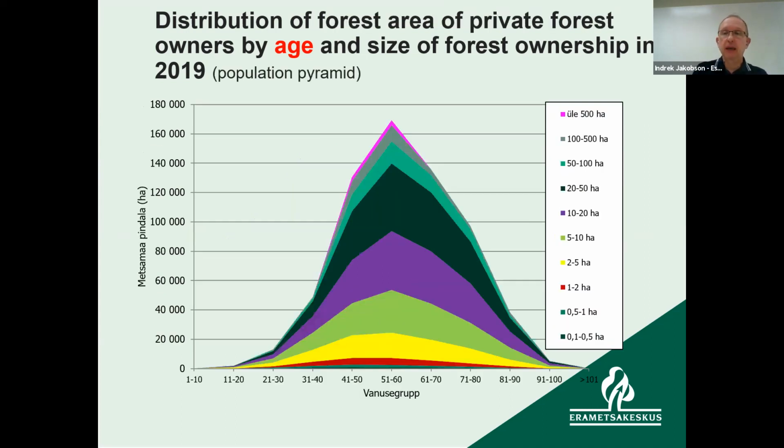The same graph, just turned around. And here on the basis, we see the age groups from up to 10, up to 100 years. It's a typical population pyramid, like we see everywhere. And here we see the hectares of forest land. And here again, the biggest part is somewhere between 10 and 20 and so on.